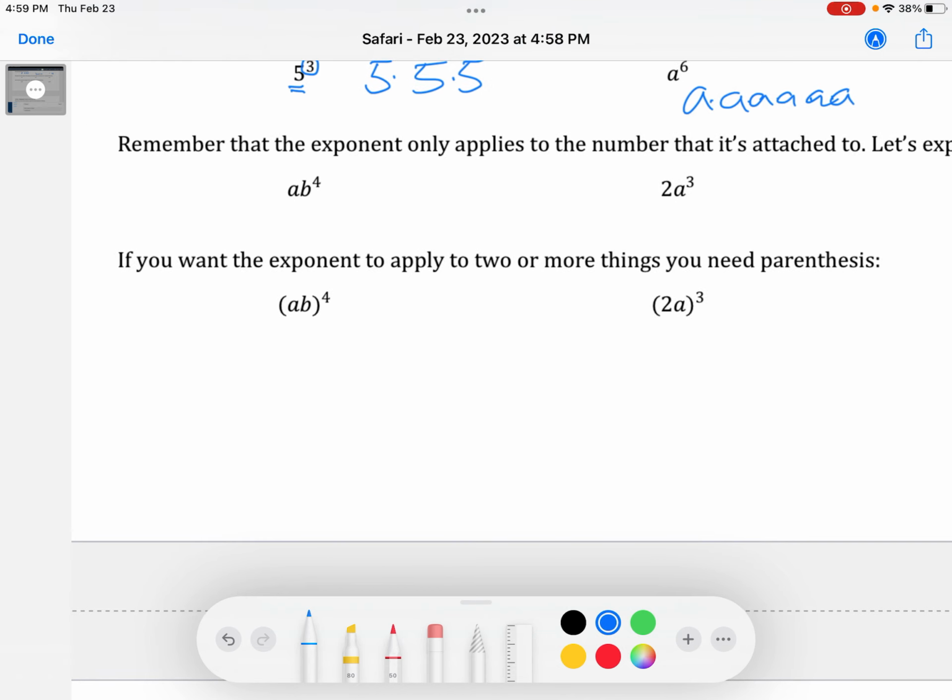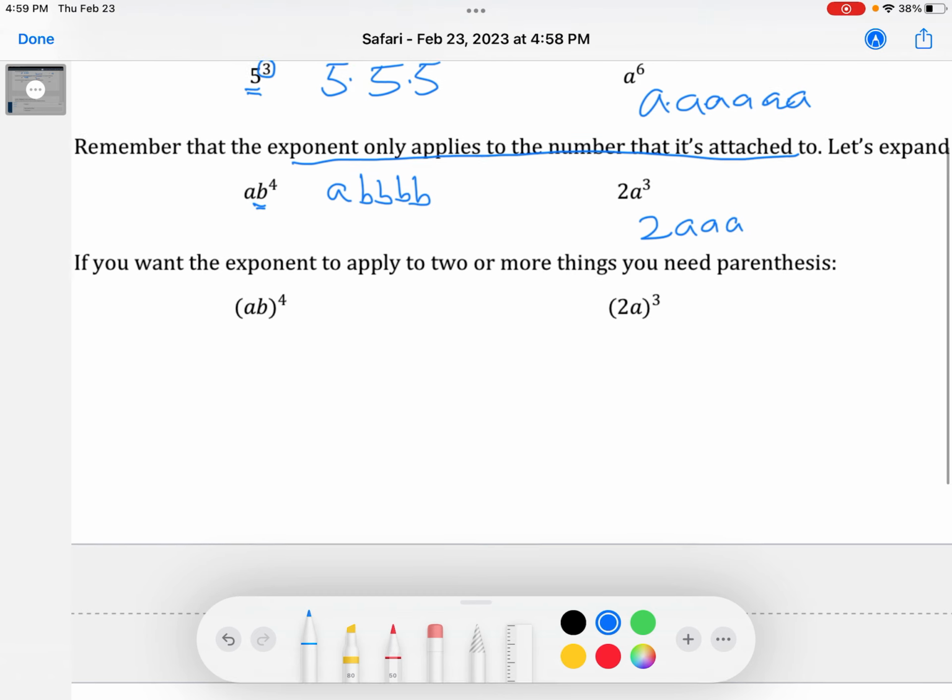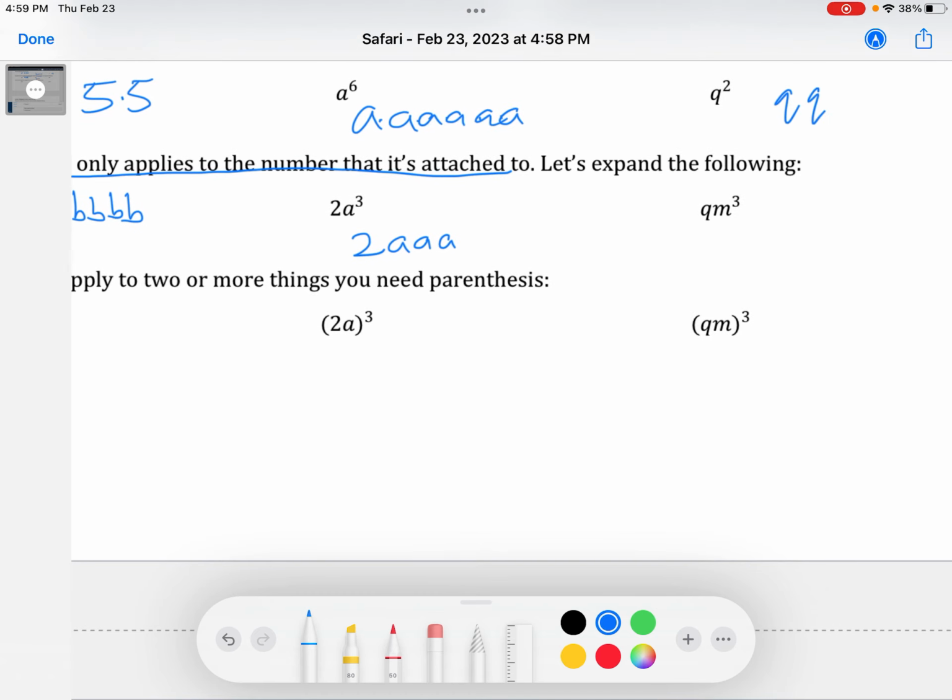One thing to remember is that the exponent only applies to the number that it's attached to. So this is not AB, AB, AB, AB 4 times. This is A, the letter B, copied and pasted 4 times. 1, 2, 3, 4. Same thing with this. This is 2 with the letter A, copied and pasted 3 times. QM to the third: Q, M, M, M.